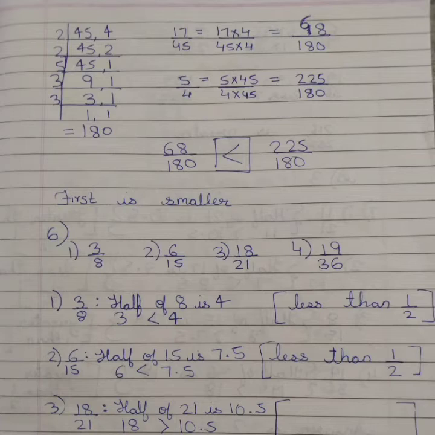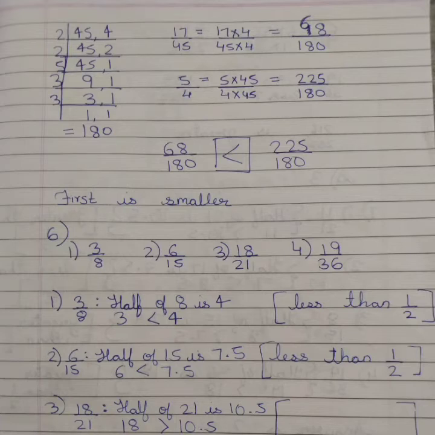Now which is greater, 68 by 180 or 225 by 180? Of course 225 by 180. So the first option, it is the smaller one, and the second, it is the greater one. So the answer for the fifth one will be 1 first.